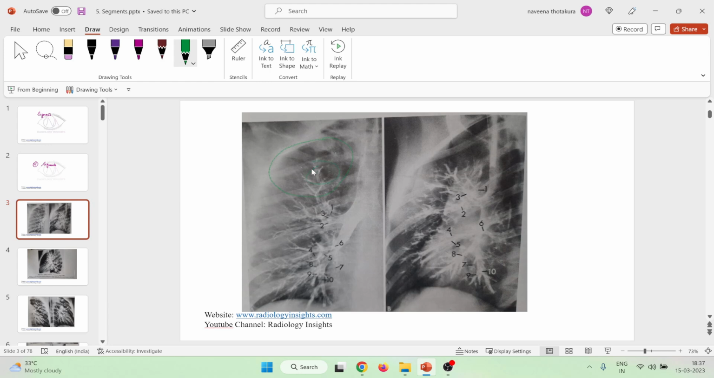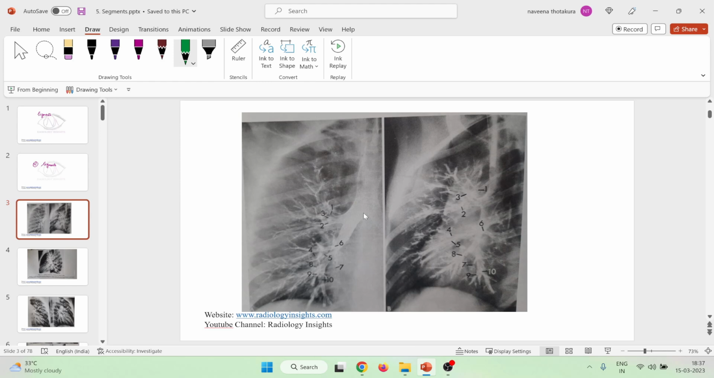Or it can occur in the superior or posterior basal segment of the lower lobe. We have the lower lobe here, and in its posterior or superior basal segment it can occur. So we have segmental distribution for some of the diseases. Understanding segmental collapse is also important because a particular segment might undergo some disease process and collapse.